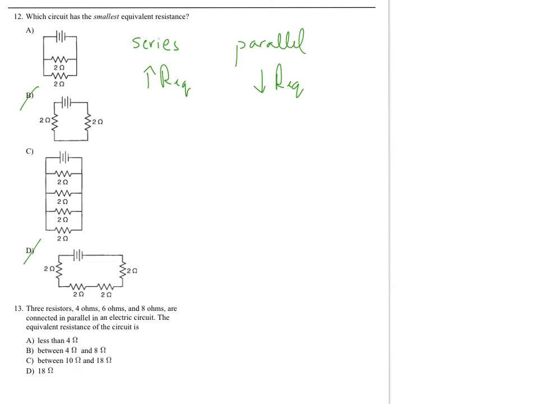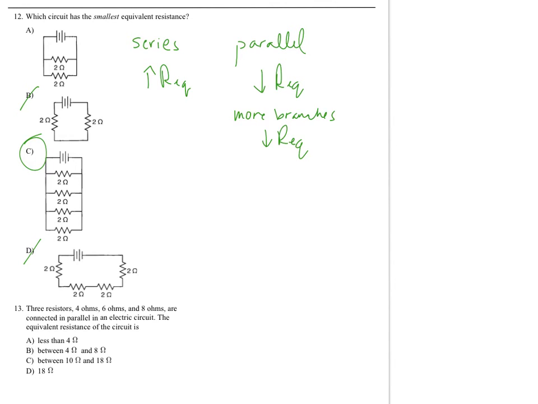Another cool thing is that in parallel circuits, more branches mean less resistance. So between A and C, C is our answer because there are more branches to be divided up, which means less resistance, more pathways for the current to flow through. All right, number 13. Three resistors, 4, 6, and 8, are connected in parallel in an electric circuit.